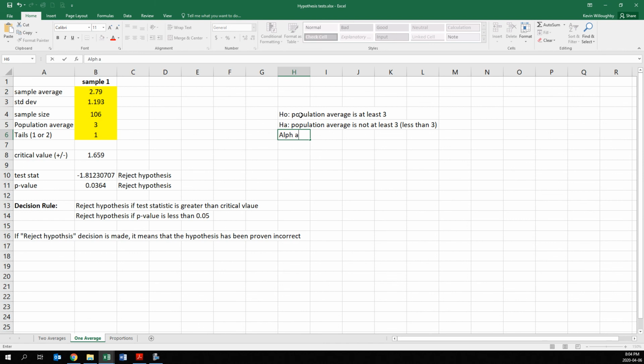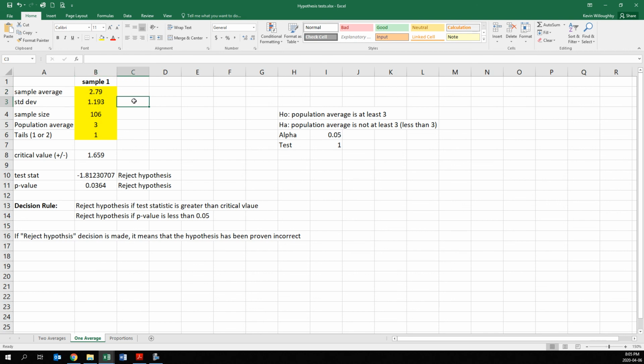Alpha is, I can't type today, it's always set to be 5%. That's what we're going to use for all of our hypothesis tests. You should also be able to determine that this test is a one-tailed test. So we have our sample average. Let's just go over here. We have everything here. Remember from the last file, the average turned out to be 2.79, which is less than 3, but is the difference significant? We have a standard deviation of 1.19.